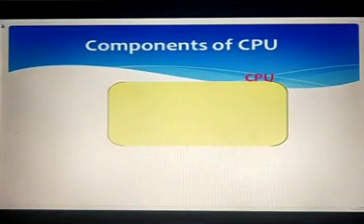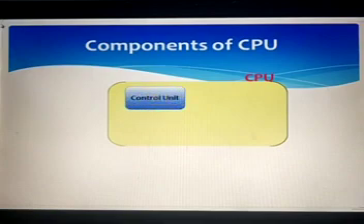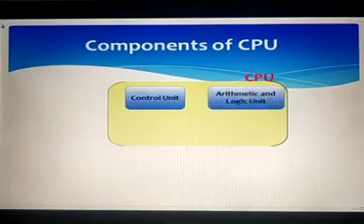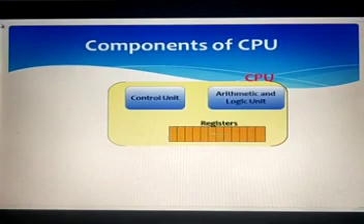CPU is divided into three sections: control unit, that's known as CU, Arithmetic and Logic Unit, that's ALU, and register. It is also known as cache memory. It is present between the RAM and processor.